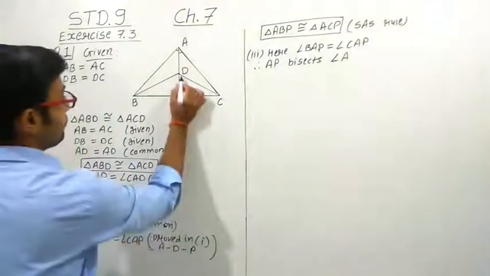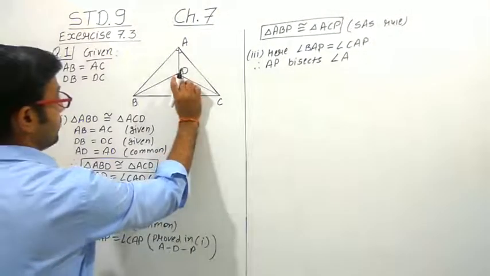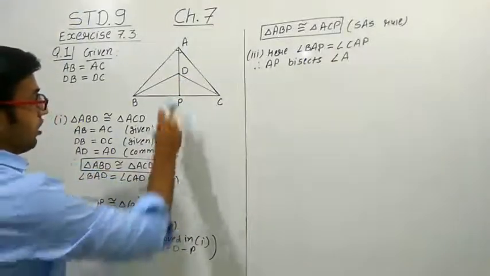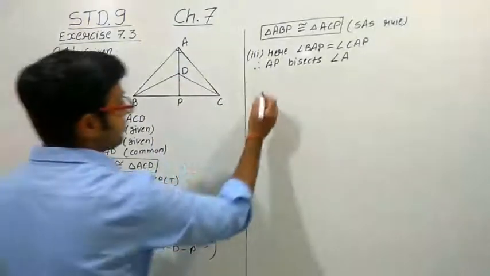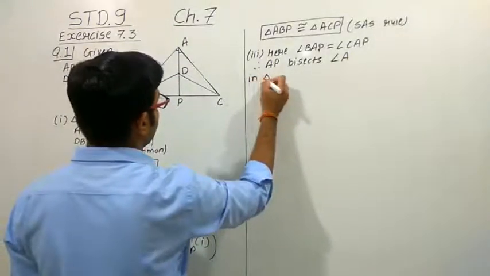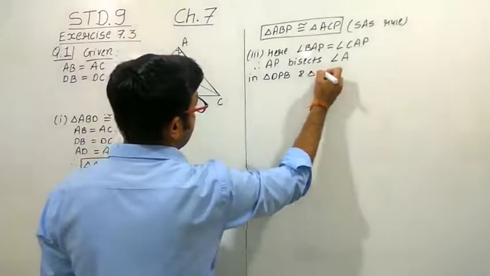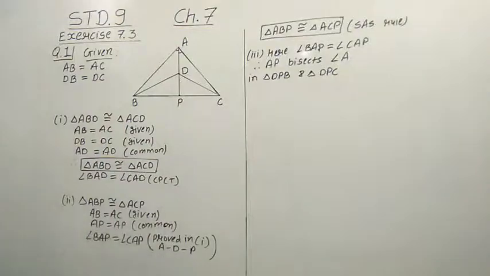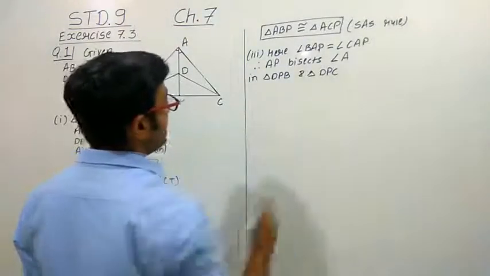That means we have to prove that this angle and this angle are also equal. So here we have to consider two more triangles. One is DPB and one is DPC. So here we can write down that in triangle DPB and triangle DPC, is there anything common here?